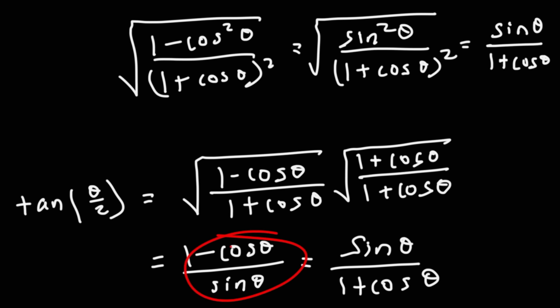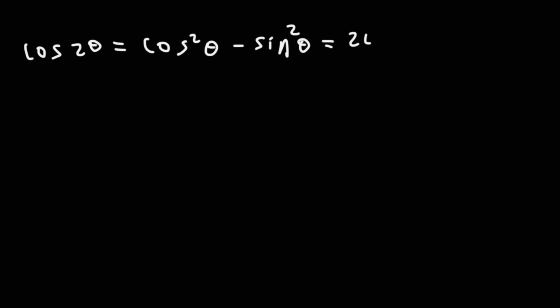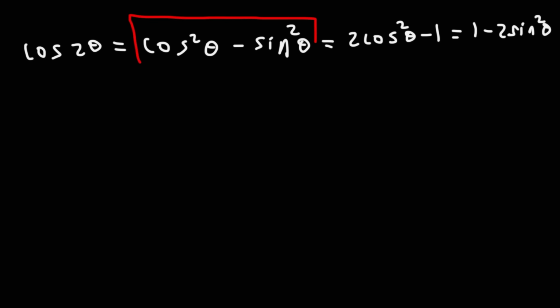So that's how you can derive the other forms of the half angle tangent identity. By the way, going back to cosine 2 theta, so we said there were three forms: cosine squared theta minus sine squared theta, which is equal to 2 cosine squared theta minus 1, which is equal to 1 minus 2 sine squared theta. All you need to know is this form, because if you know it, you can get the other forms.